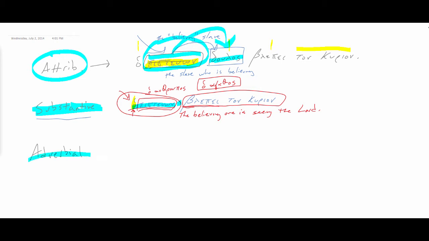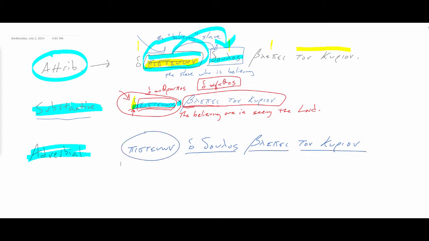The third use of the participle is the adverbial. And this is the most unlike English, which makes students the most uncomfortable. And so if you're reading along here in Greek, and let's say we hit pisteuōn, by now you believe this is a participle. You've seen it several times. Ho doulos blepei ton kurion. Take a look at this. And we say, okay, I understand the base sentence here. The slave is seeing the Lord. And then what is this thing doing hanging out there?